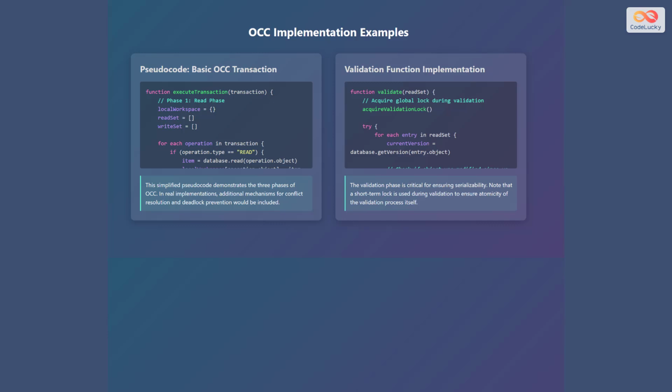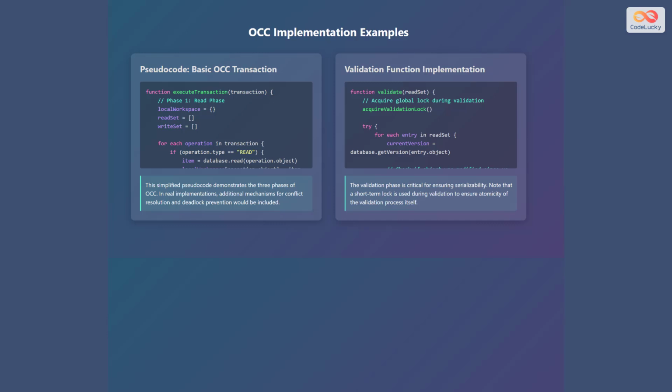This simplified pseudocode demonstrates the 3 phases of OCC. In real implementations, additional mechanisms for conflict resolution and deadlock prevention would be included. Next, let us look at a validation function implementation. The function validate takes read set as input.